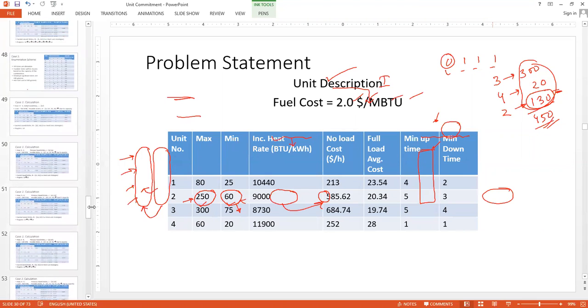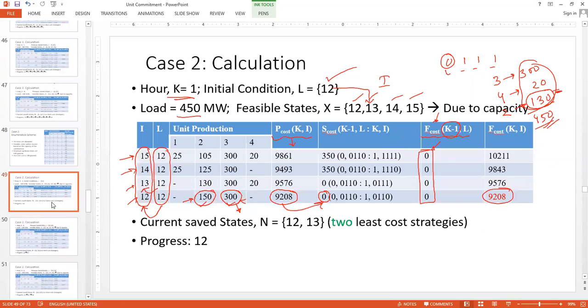So let's go to that slide, which is here. That is 130 for unit number 2, 300 for unit number 3, and 20 for unit number 4. You should be able to calculate the production cost for this combination, 130, 300, 20.